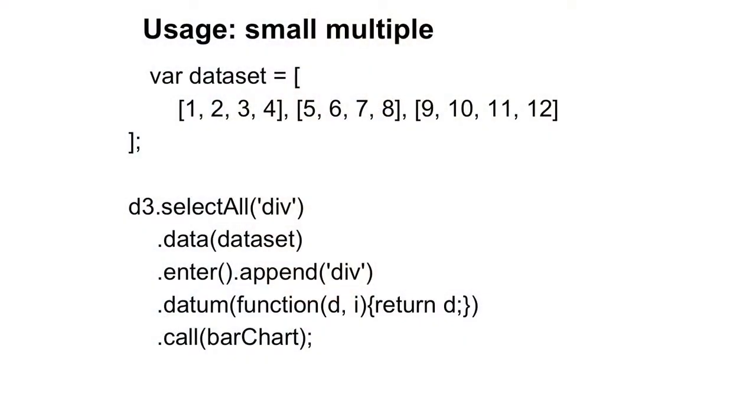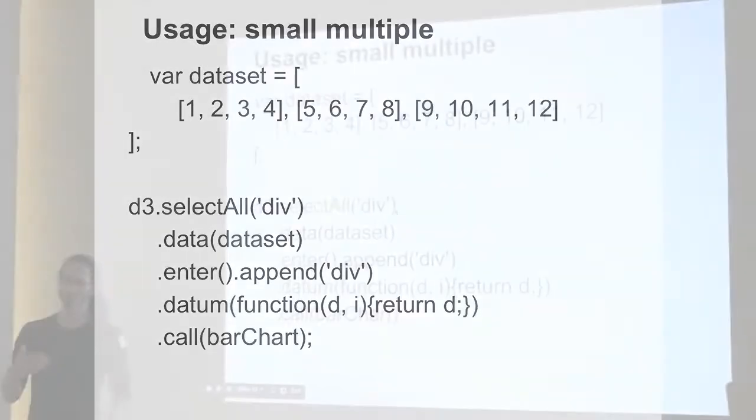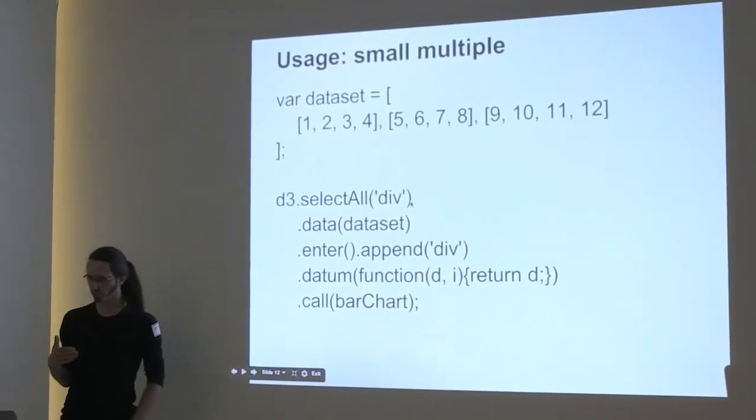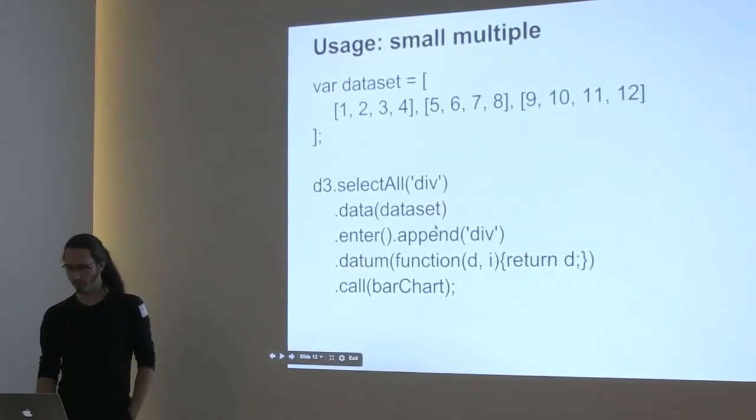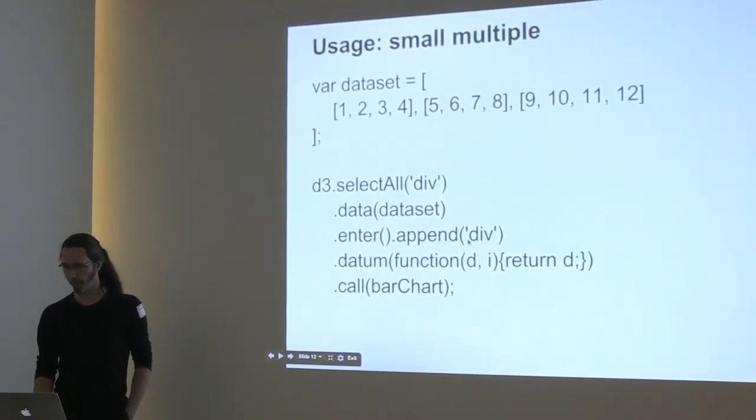Like, look, you have a data set which is just an array of arrays. You select all the divs, but you don't have any divs, so you just have like an empty selection. Then you bind your data set to it. Then you append your div. So now you will just have one div because you just have one array.